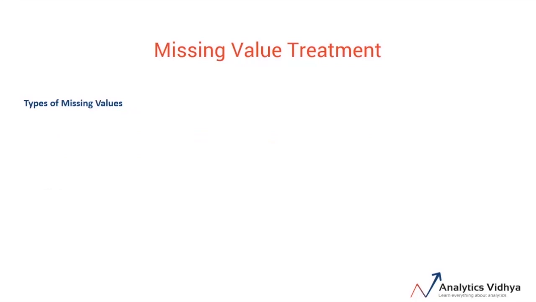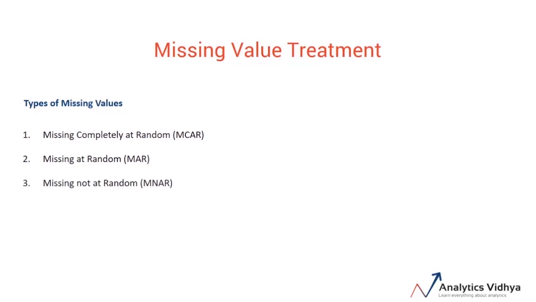We have three kinds of missing values. The first one is when we have values missing completely at random. The second type is when we have values missing at random. And the last type is when we have values missing not at random. Let's talk about each of these in detail.